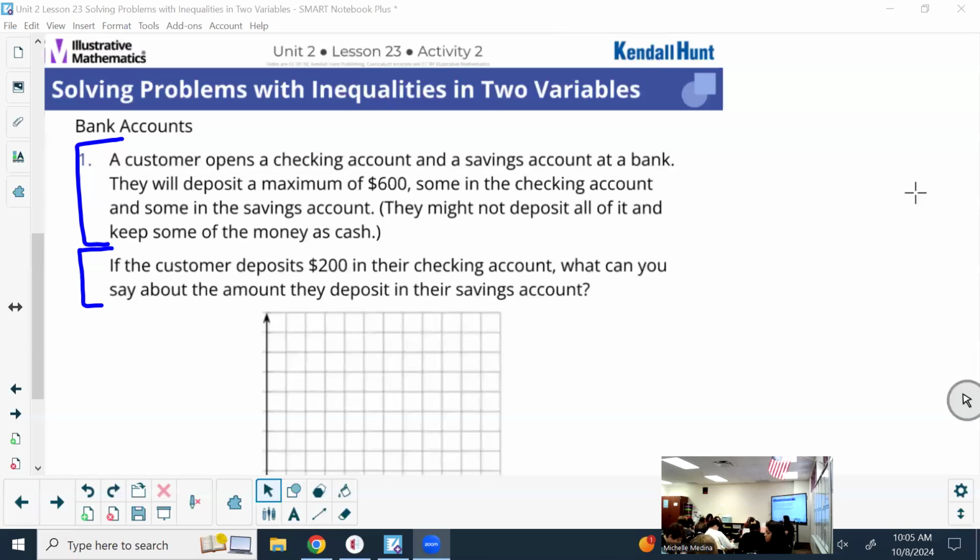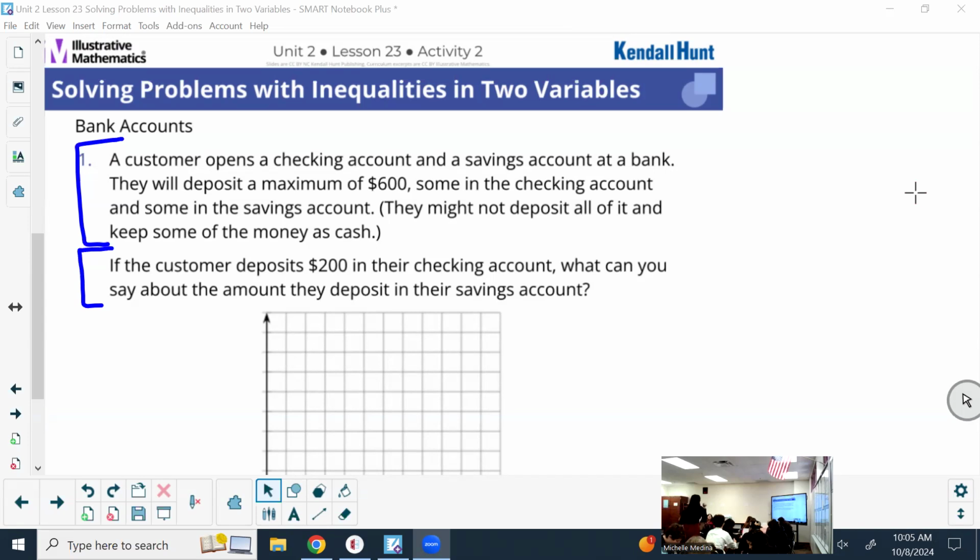Okay, so here's the situation. I didn't bother reading it because usually you have to read it to yourself a few times to make sense of what's going on. You have to see the parts that you need in order to solve it, or in this case, write the inequality, and then see that it makes sense.